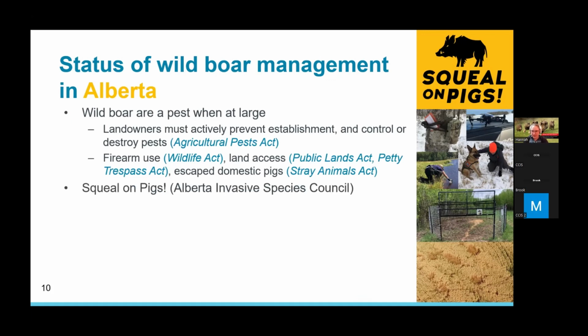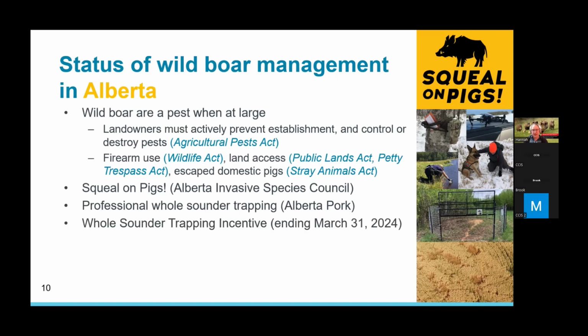We have the Squeal on Pigs campaign since 2022. That's really led by the Alberta Invasive Species Council, and this has been really successful in getting the message out and increasing our public reporting of wild boar sightings. We have the professional whole sounder trapping that's led by Alberta Pork. We do have 1 month left of a whole sounder trapping incentive bounty program. Wild boar are listed under the Wildlife Damage Compensation Program so that farmers experiencing wild boar damage could be having insurance claims for that.